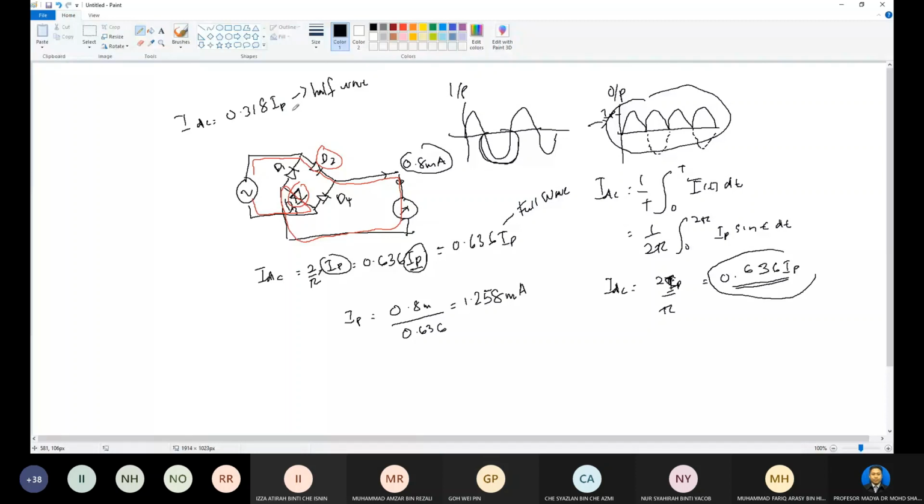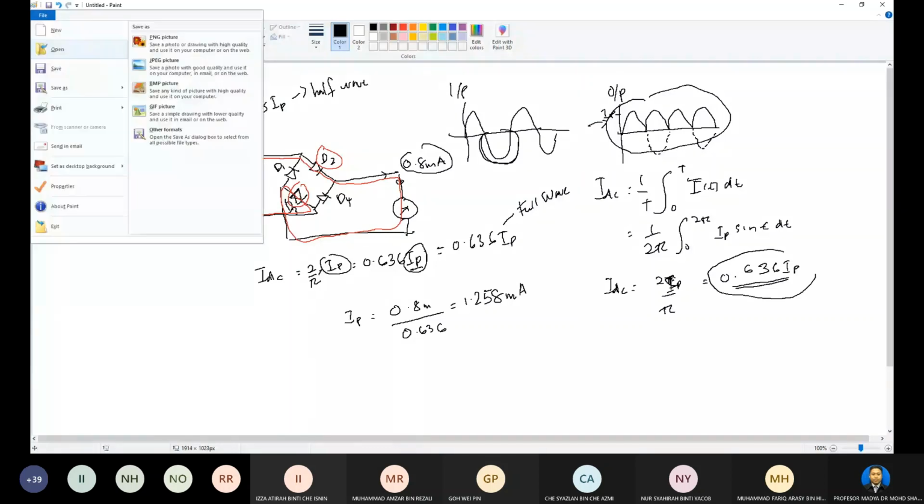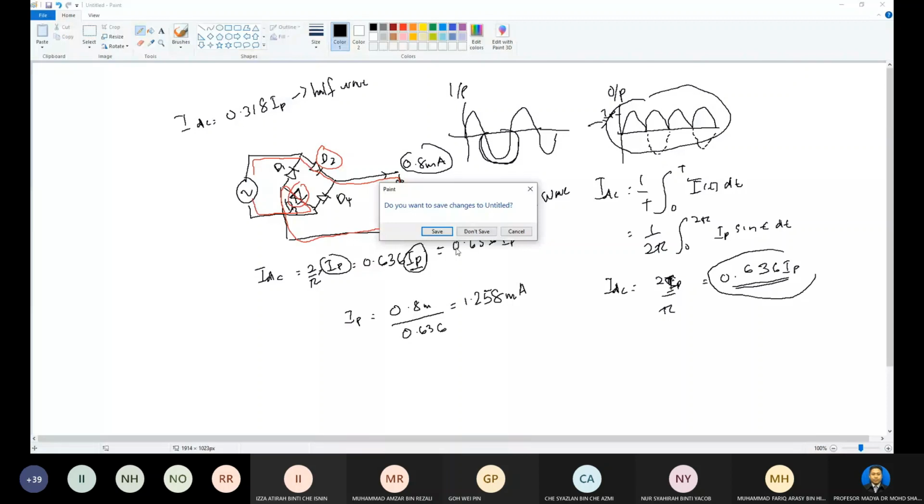Okay, next we go to question number 3. Draw and design the AC voltmeter using the half wave rectifier for the 3 volts RMS range. The D'Arsonval movement with the internal resistance of 500 ohms and the full scale current of 1 milliampere is used. Calculate the AC and DC sensitivity.